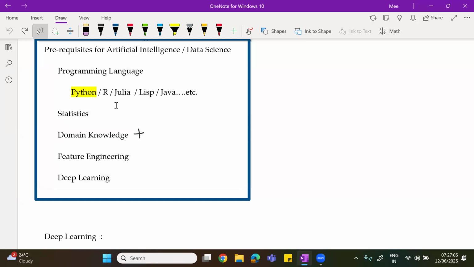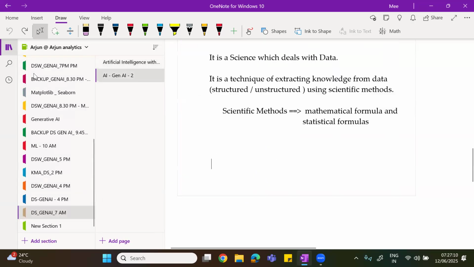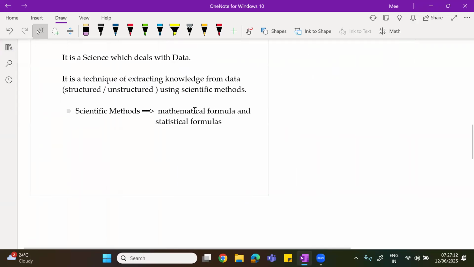Now, what I mean to say is, if you want to become a Python developer in any software job, all you will be learning is the Python language. That's it. When you want to become a Java developer, you learn only Java. But in the case of data science, you need multiple fields.